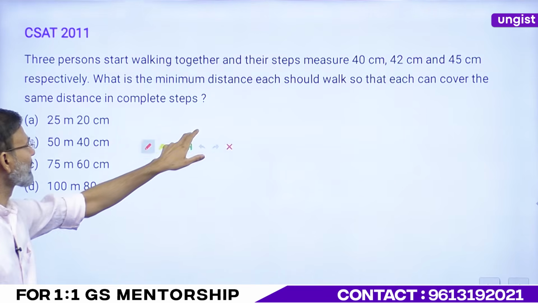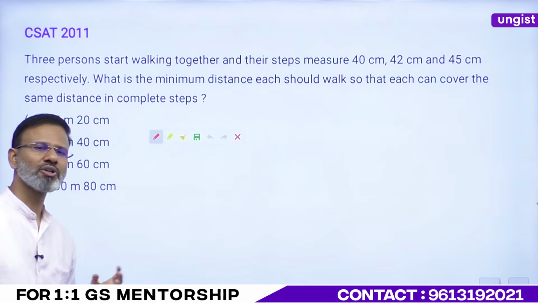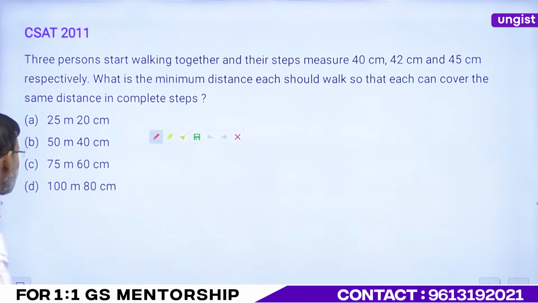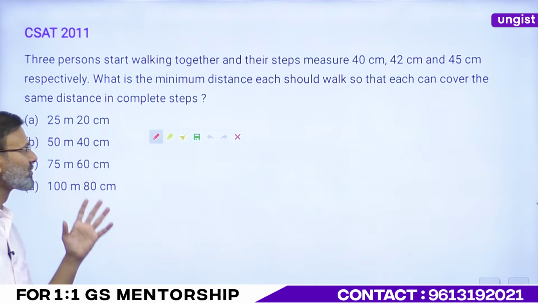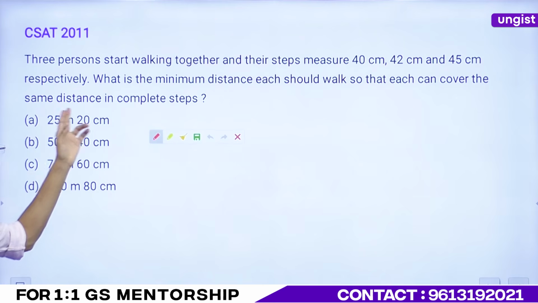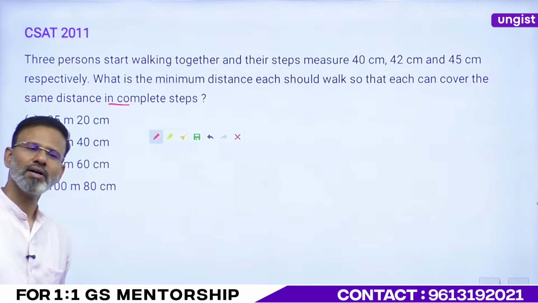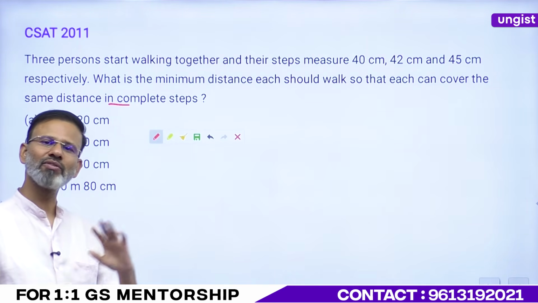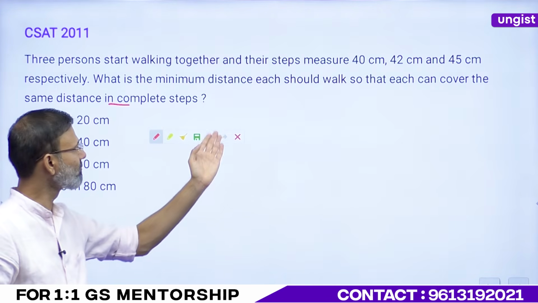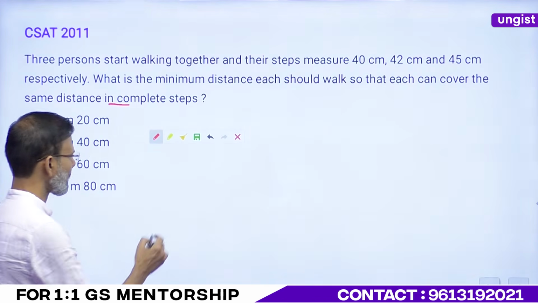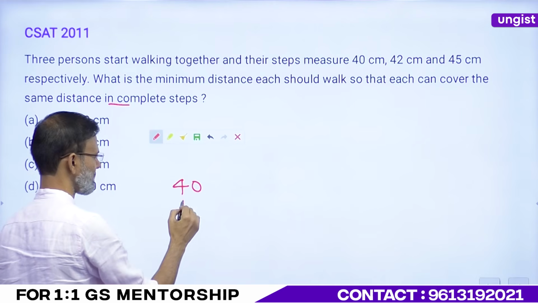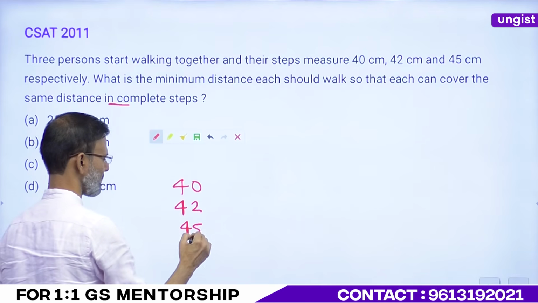Question is saying, three persons start walking together and their steps measure are 40, 42 and 45 centimeter. What is the minimum distance each should walk so that each other can cover the same distance in complete steps? So this question is talking about the LCM of these three numbers, the LCM of 40, 42 and 45.